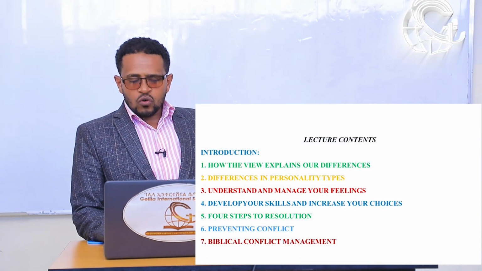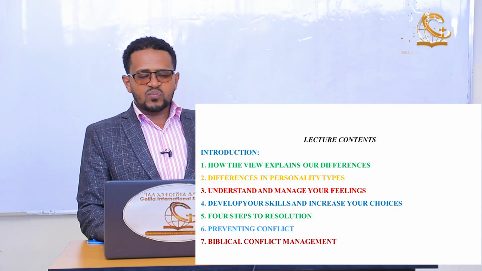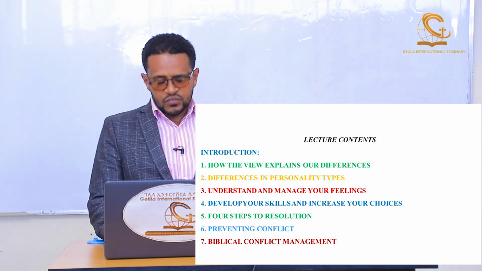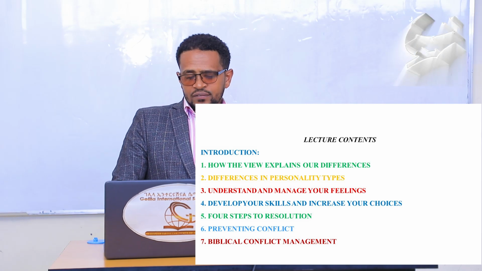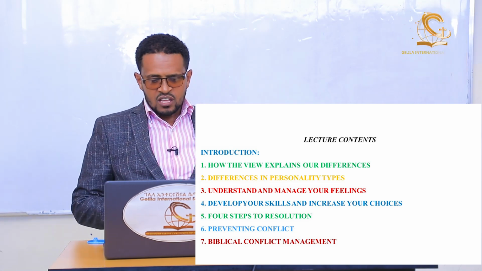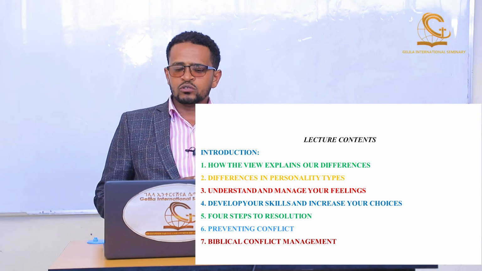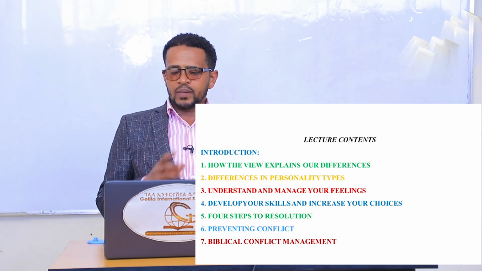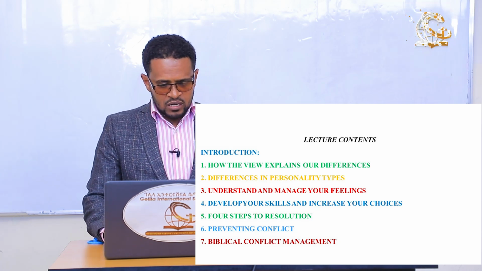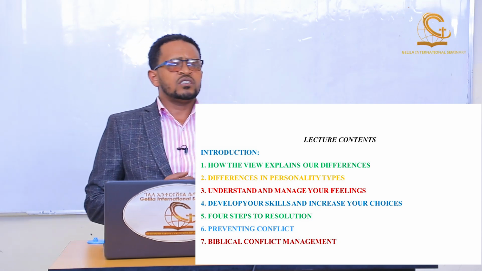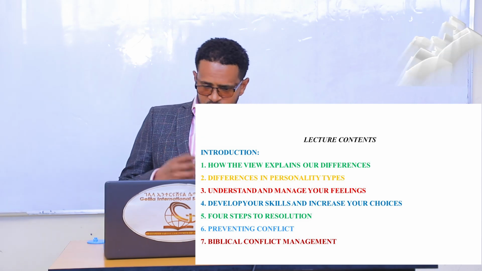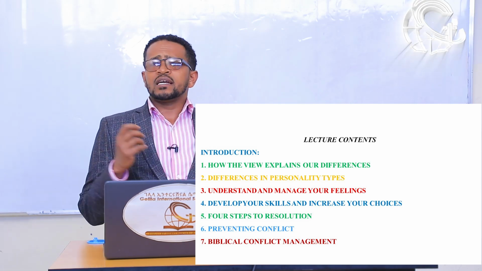So we have the lecture contents. The first part is the introduction part of the course. In addition to the course description, we have 7 chapters under this course. The first chapter is about how views explain our differences. The second one is the difference in personality types.